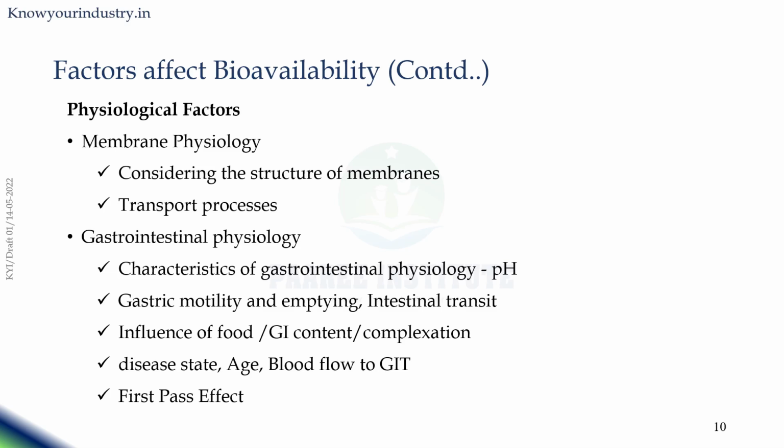Then the disease state, like liver damage or kidney damage, blood flow to the GIT, and age: the pediatric population, adult population, and geriatric population like aged people can have different pharmacokinetics for different drugs. Then finally, the first pass effect can also affect the bioavailability. If there is a huge first pass effect, the bioavailability is reduced. Particularly more relevant to the bioavailability and bioequivalence studies are the pH and the influence of food.